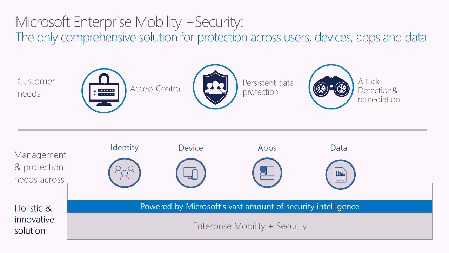Okay, so customers are increasingly in this cloud world. We are seeing customers actually asking us they need to have access control, persistent data protection, and attack detection and remediation. We'll talk about how Cloud App Security actually helps in that scenario. It's a holistic solution across all your identity, your devices, your apps, and your data. I'm not going to go into much more detail about that because we covered this a little bit yesterday, but I just wanted to give you a reiteration of what we are actually doing. It's a complete solution, powered by our security intelligence, and I talked about the intelligent security graph yesterday and how that actually helps you manage that and get the data to do this.